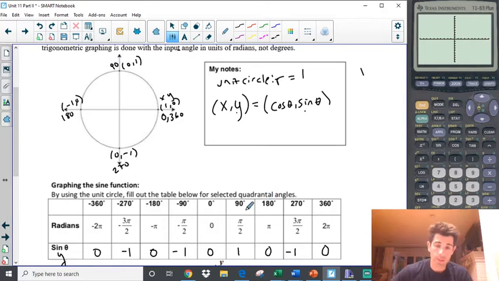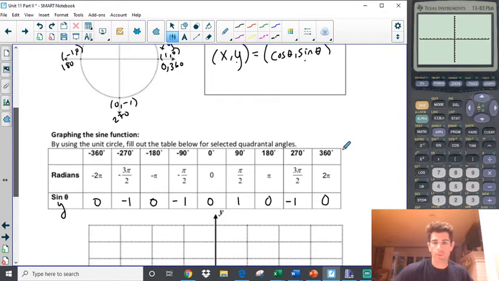What we're going to start to get used to is realizing that now 90 is pi over 2. 180 is pi. 270 is 3 pi over 2. 360 is 2 pi. So remember, we're looking at pi as 180 degrees. So 180 divided by 2 is 90. 3 times 180 divided by 2 is 270. And that's where those numbers are coming from. Remember, these are degrees, these are radians.